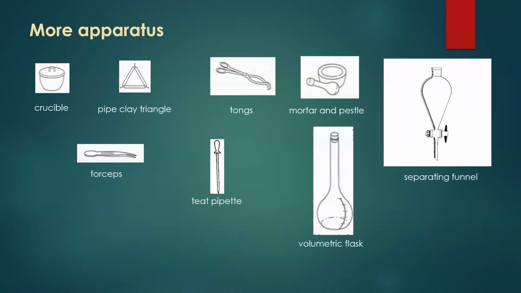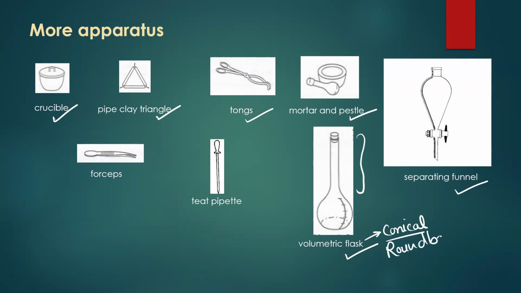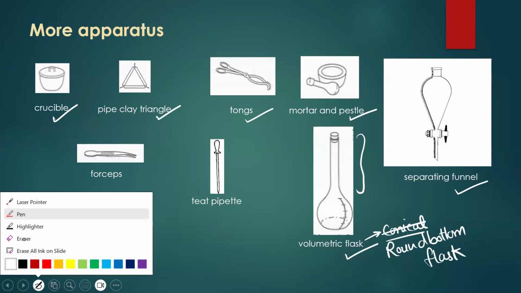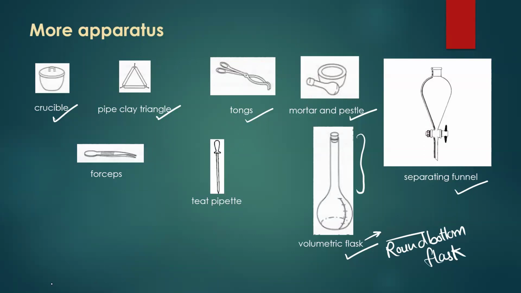Then you have some more apparatuses. This is a crucible, a pipe clay triangle, which is not used in the experiments. Tongs, mortar and pestle, separating funnel, volumetric flask. The volumetric flask has a long neck. So how is it different from a round bottom flask? The answer is that the volumetric flask has a long neck. That's how it is different from the round bottom flask.